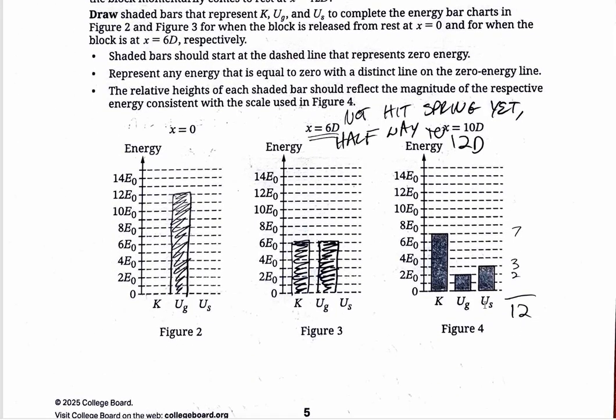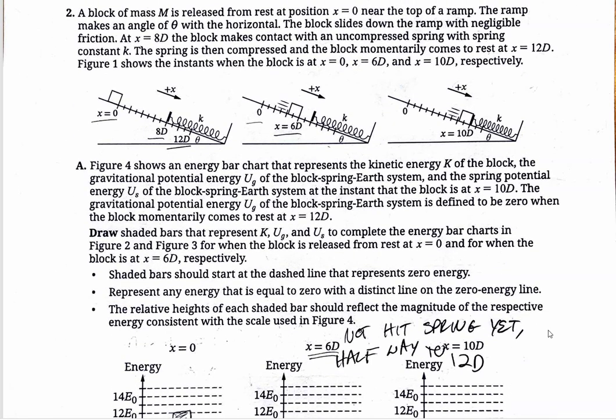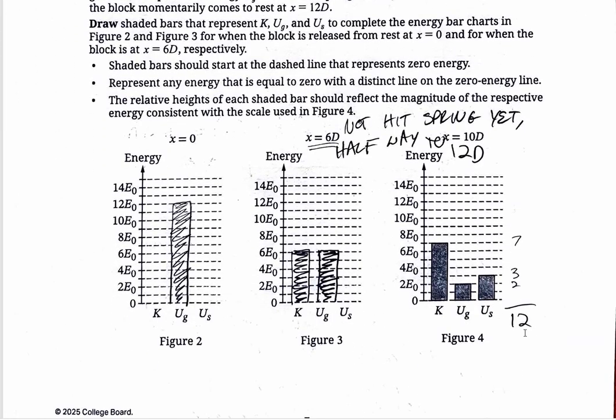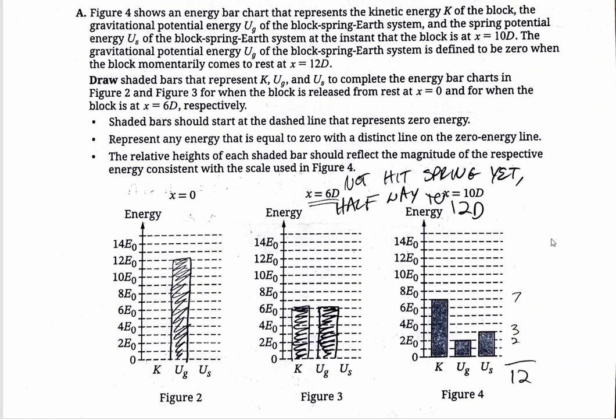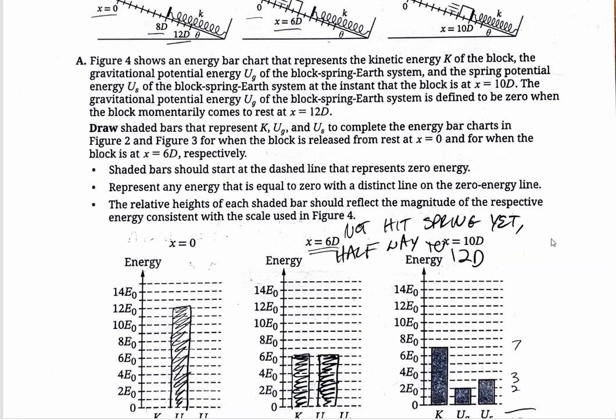They gave us a bar chart here on the right. And I'm looking, you can see my numbers here. At 10D, which is the location right here, the block is moving. It's still above 0, and the spring is starting to compress. So it says the kinetic energy is 7 E naught, the potential due to gravity is 2, and the spring is 3. Add those together, there's 12. Since there are no external forces acting on the system, as defined, block spring Earth, and there's no friction, you should have 12 units of energy all the time.